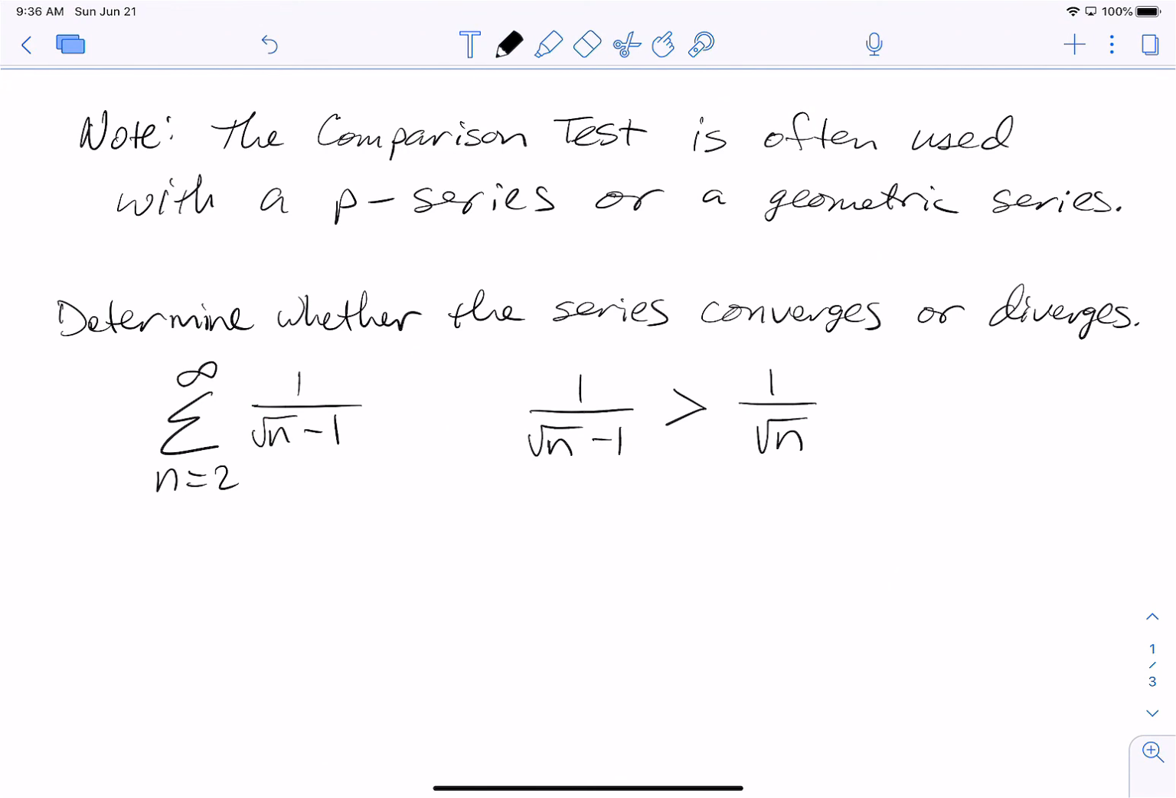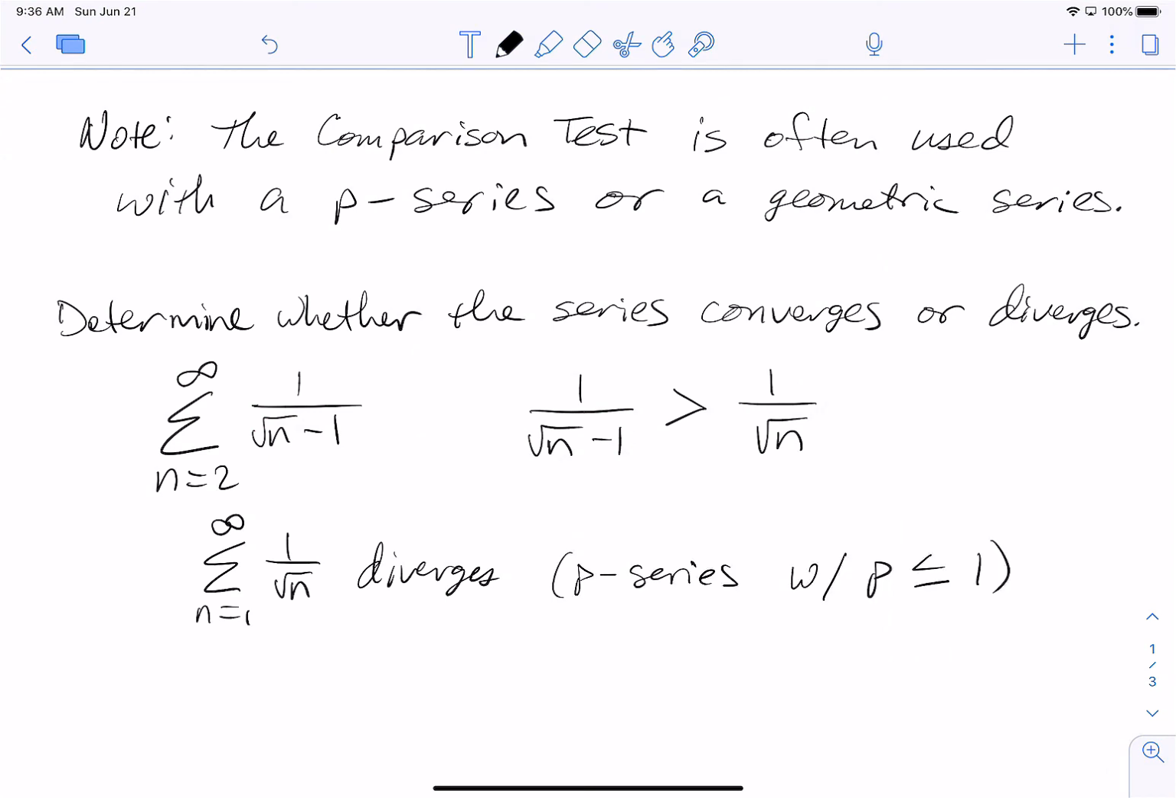We also know that sigma n going from 1 to infinity of 1 over the square root of n diverges. It's not enough just to say that. You've got to say why. Think about this like you're a lawyer in a court of law, and you have to be able to defend absolutely everything you've said. I have said that this diverges. How do I know that? How do you know this? It's a p-series with p less than or equal to 1. We've already established something about p-series.